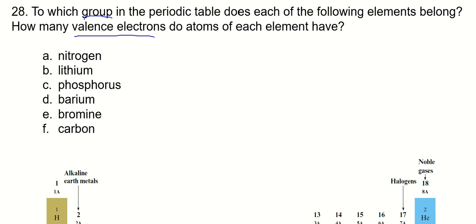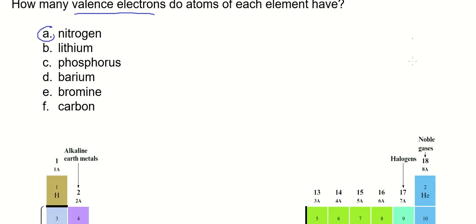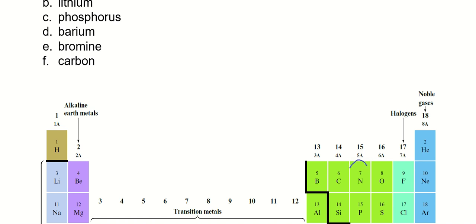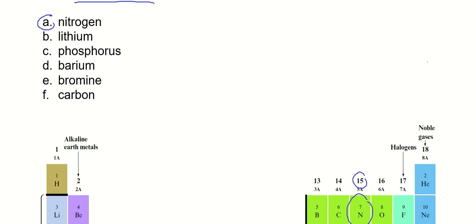Up first, we've got nitrogen, which makes up 78% of our atmosphere. So you are breathing that in right now if you are alive. So nitrogen is over here and is in group 15, so the last digit of the group number will tell you the number of valence electrons. The Lewis dots might look something like this: 1, 2, 3, 4, 5.